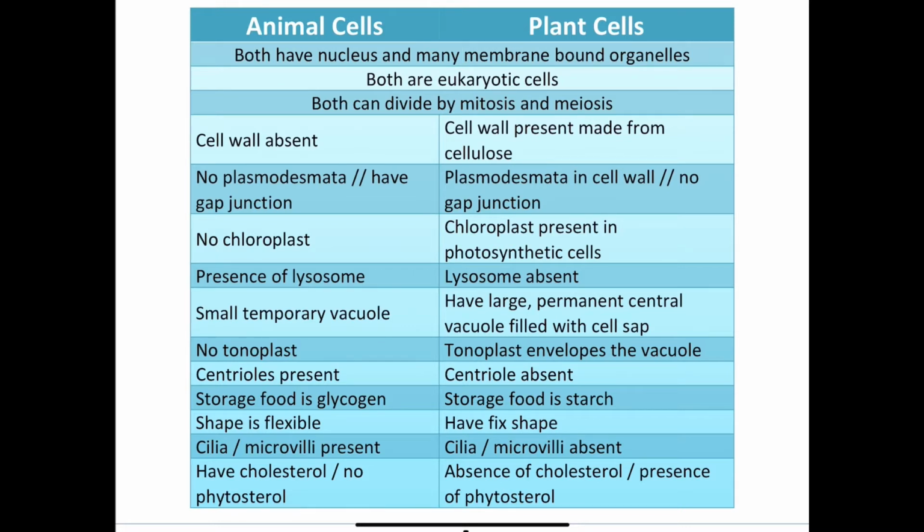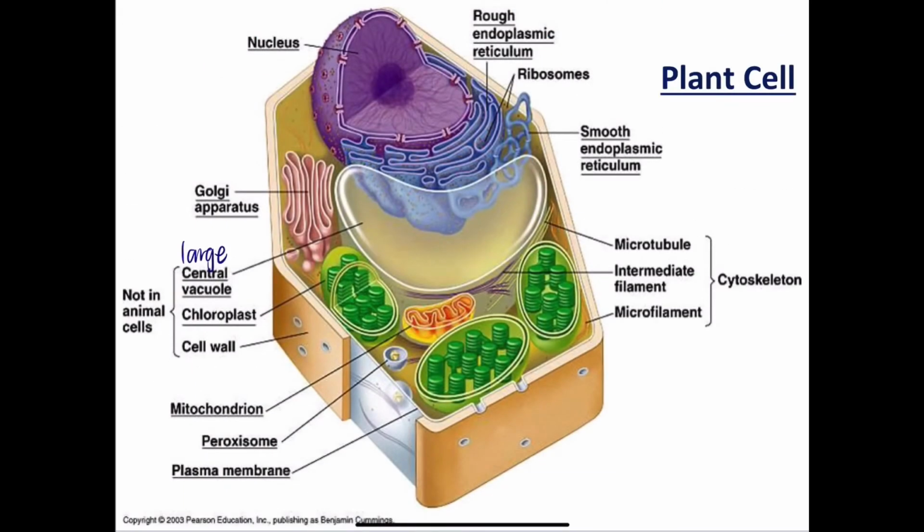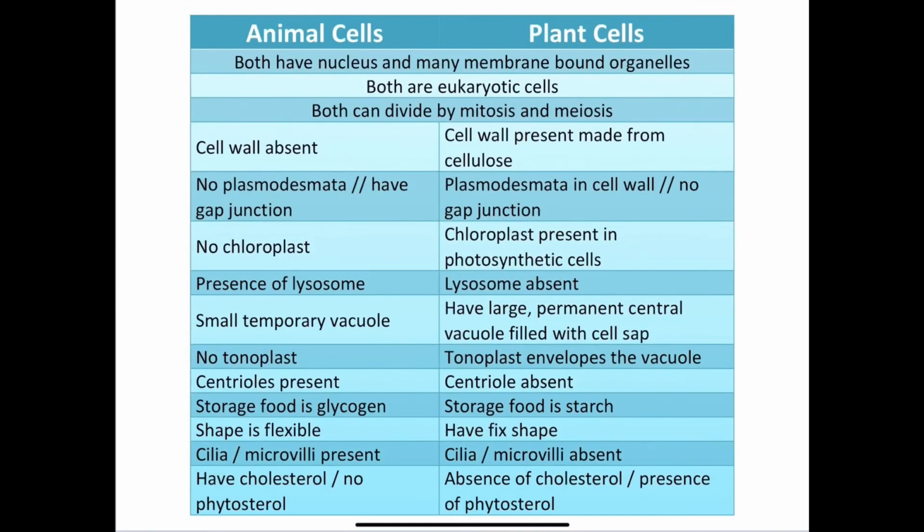Animal cell have small temporary vacuole, while plant cell have large permanent central vacuole filled with cell sap. Okay, so dalam plant cell kita sudah tengok tadilah dia ada large central vacuole, and this vacuole is filled with cell sap. So cell sap itu apa? Cell sap itu ialah cecair di dalam vacuole ini. Okay, so liquid di dalam vacuole ini is referred as cell sap. So liquid itu nama dia adalah cell sap. Okay, sap itu ialah liquid lah.